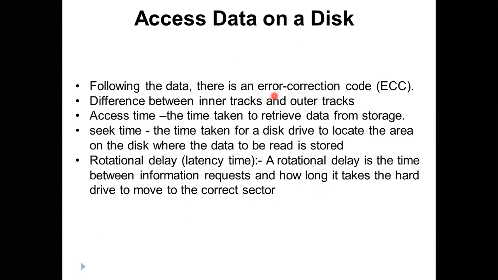As far as accessing data on the disk, these are the following methods. Following the data, there is an error correction code. Most of the time we are using an error correction and detection code for correcting the information on the disk. The difference between inner track and outer track, I have already told you. As far as the density, the coating to be done on the magnetic disk should be larger in the inner area as compared to the outer area.